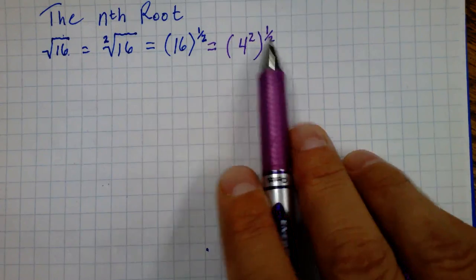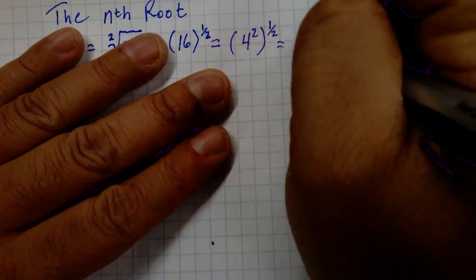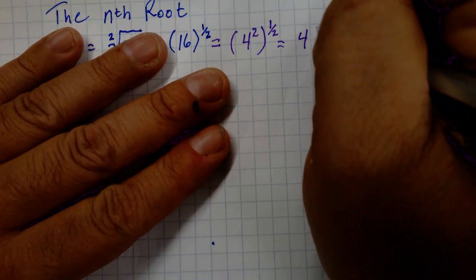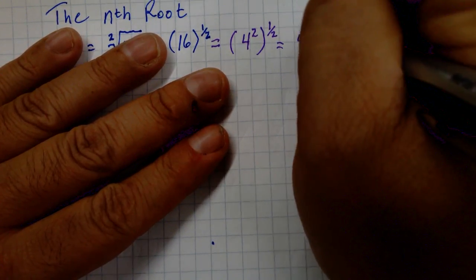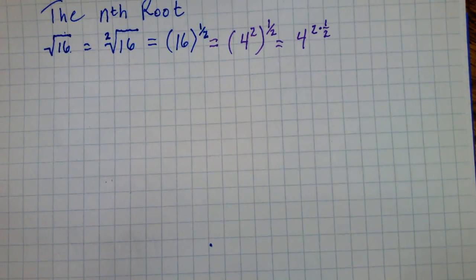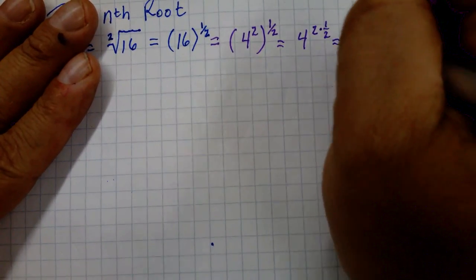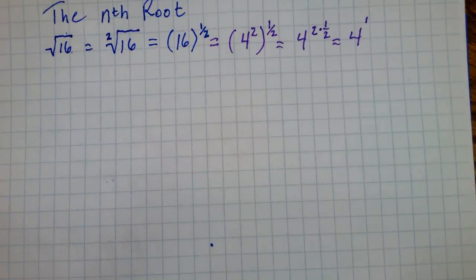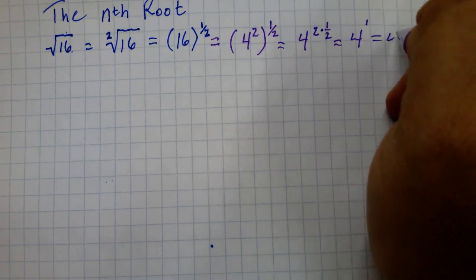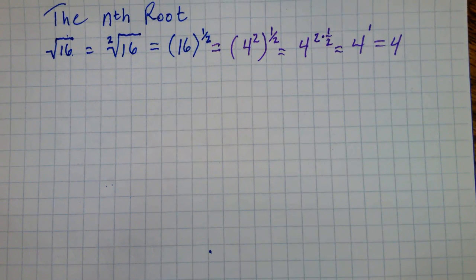What do we do when we raise a power to a power? Multiply. So really what we're doing is this. Well, I'll get there. I just don't want to lose anyone. 4 to the 2 times 1/2. And that's just 2 times 1/2 is 1. So it's 4 to the 1, and 4 to the 1 is just 4. We're not going to do it this way each and every time. But basically, we get the answer that we're looking for. Okay?